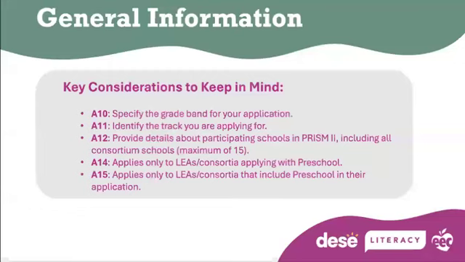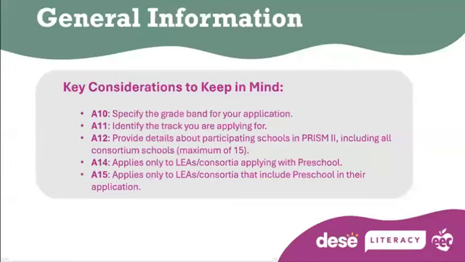Question A14 applies only to LEAs or consortia applying with pre-K. Please briefly describe the pre-K program in the above-named schools, including the number of students served in recent years, the number of students expected to attend in school year 24-25, and the number of pre-K classrooms, and how many are inclusion or substantially separate classrooms. If not applying with pre-K, please indicate NA.